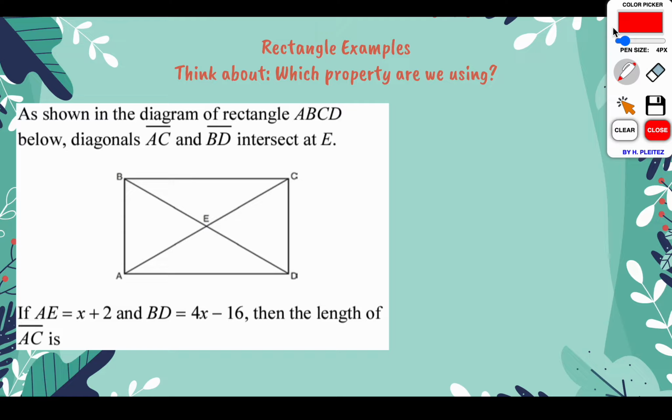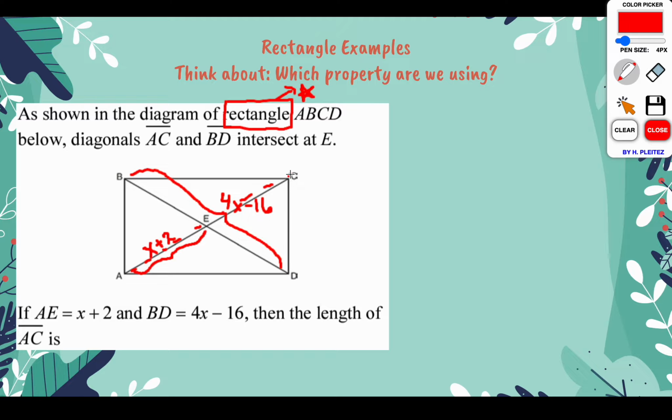So as shown in the diagram of rectangle ABCD, now this is huge. The fact that it tells us that it's a rectangle, I know that I can use any of those properties that we just listed, right? Otherwise, if it didn't say it was a rectangle, we wouldn't be able to do that. But it does tell us that, so this is a great deal of information here. It says diagonals AC and BD intersect at E. It says that AE, which is over here, is x plus 2, and I even like to sometimes put those brackets there. And it says that BD, which is this entire thing, is 4x minus 16. And it wants the length of AC, so it wants the length of this whole first diagonal over here.